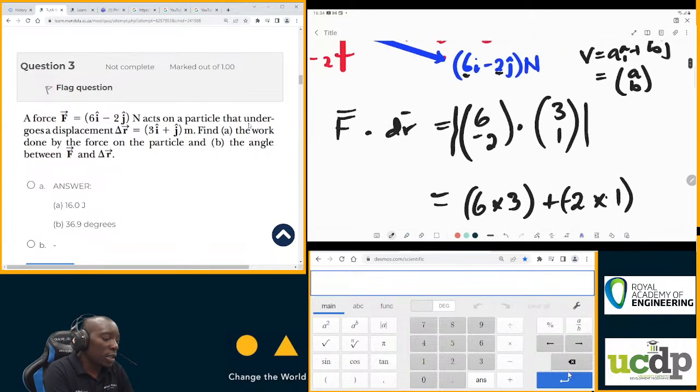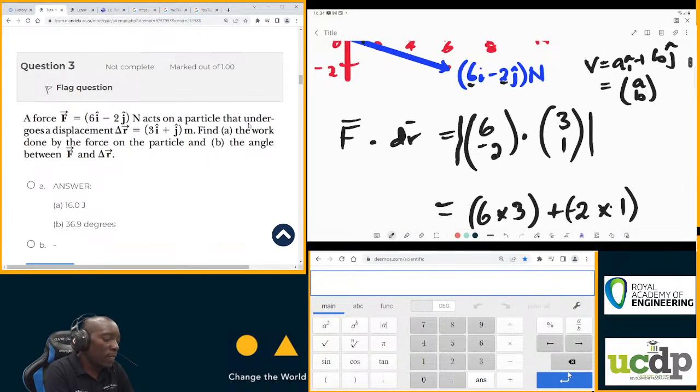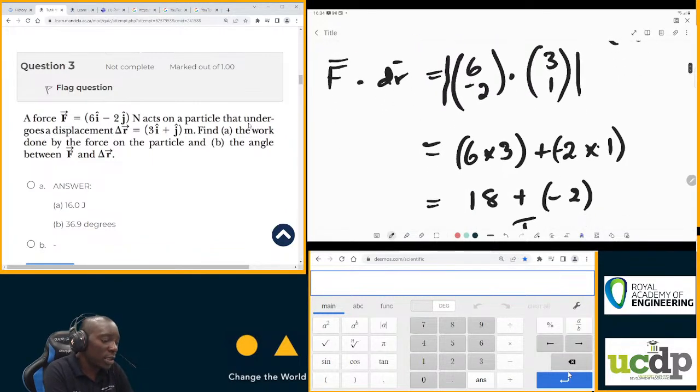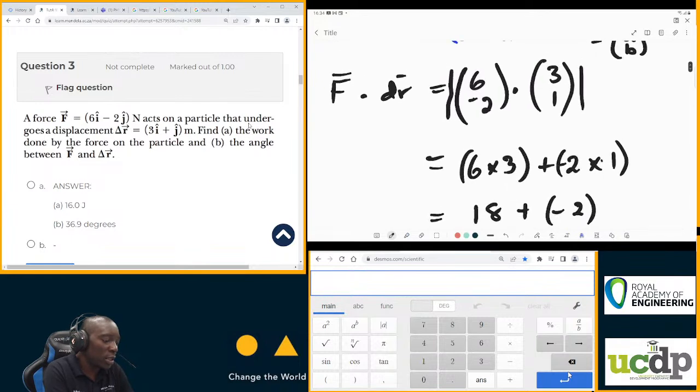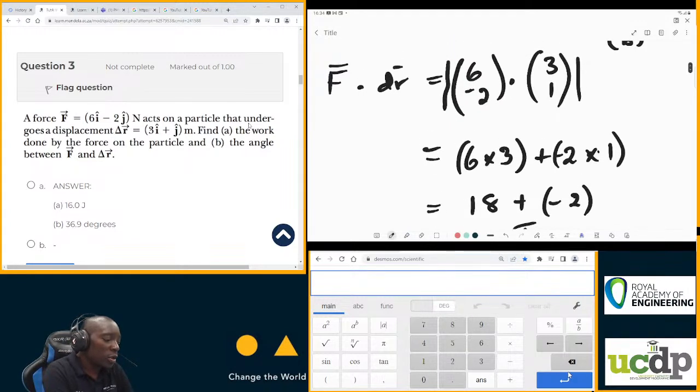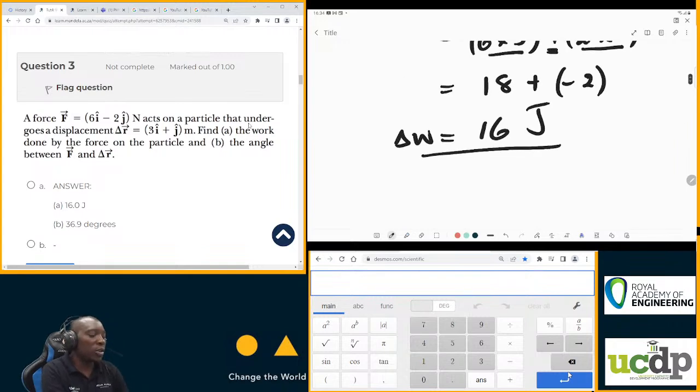So it is x components multiplied with each other, added to the product of y components multiplied with each other. The x components are 6 and 3, which we multiply, and we add the product of the y components, negative 2 and 1. That gives us 16 joules.